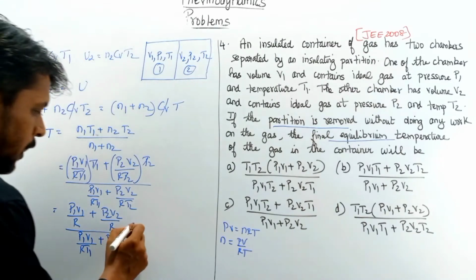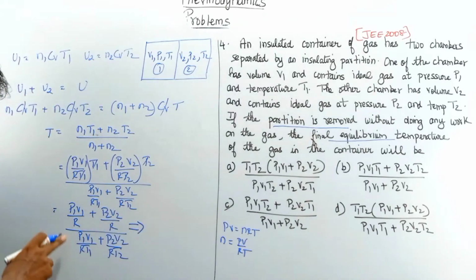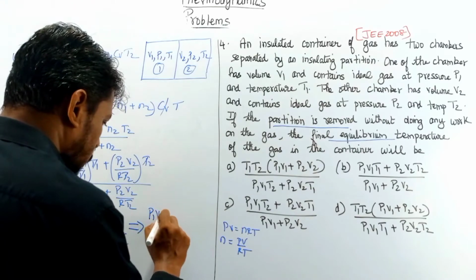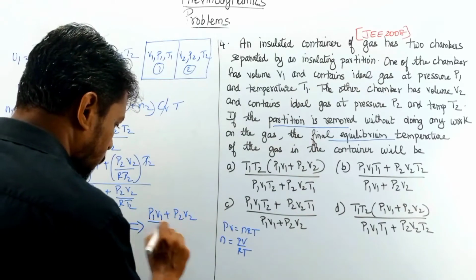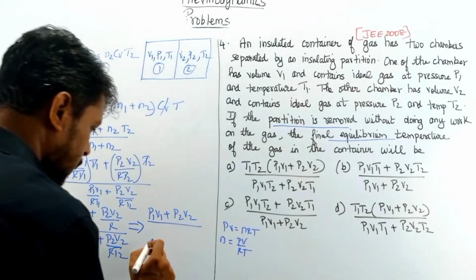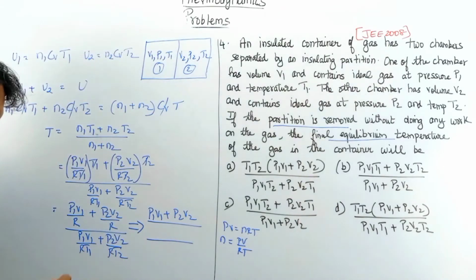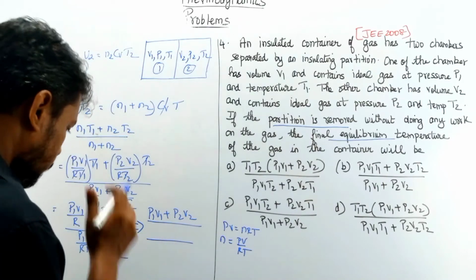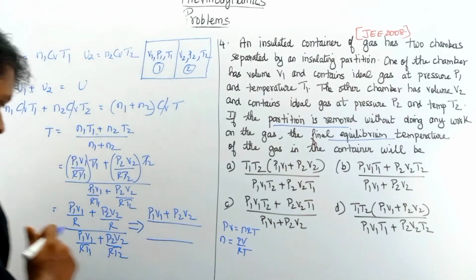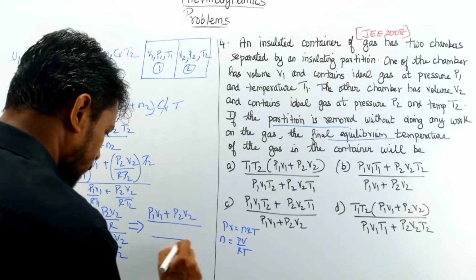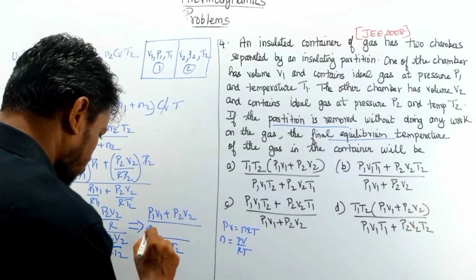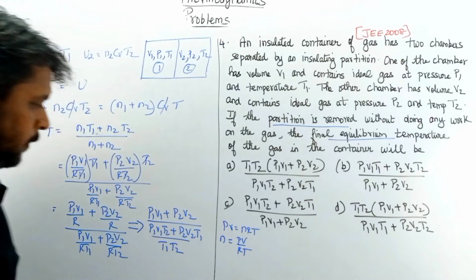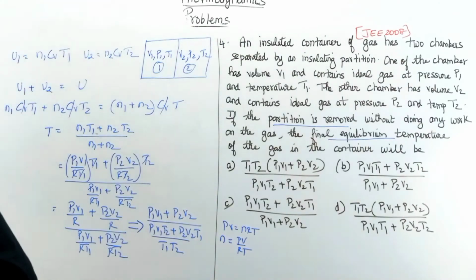P1 V1 by RT1 plus P2 V2 by RT2. The R value remains common in both the equations, so let's remove it. So P1 V1 plus P2 V2 divided by, when I take the LCM after removing R, T1 T2, it could be written as P1 V1 T2 plus P2 V2 T1. Now I am writing the equation.